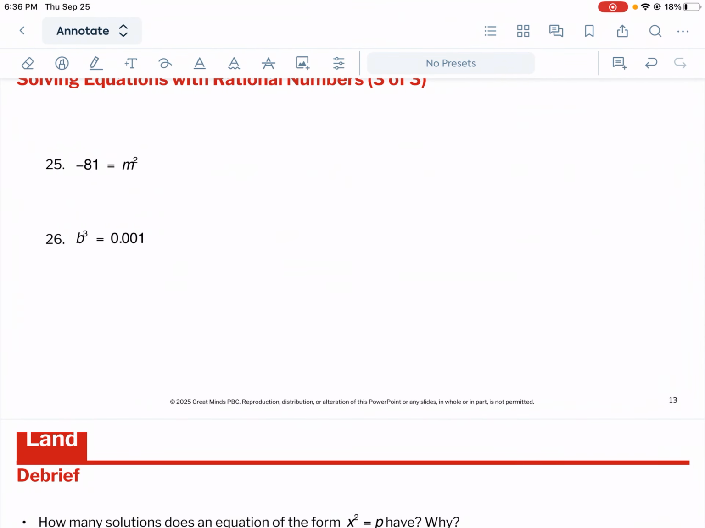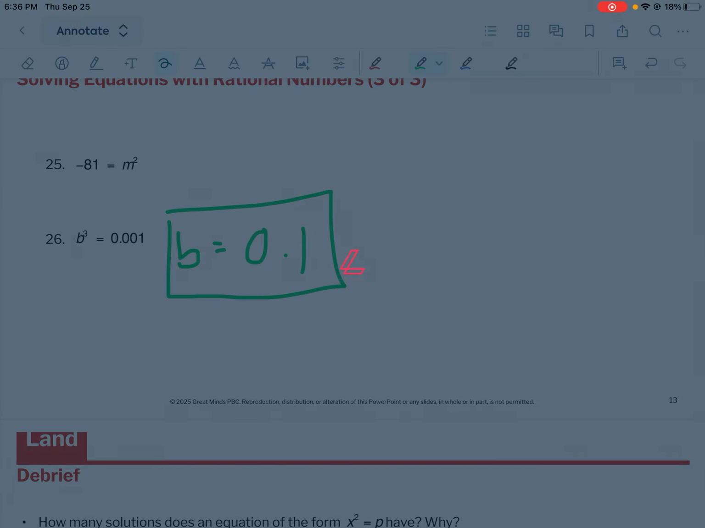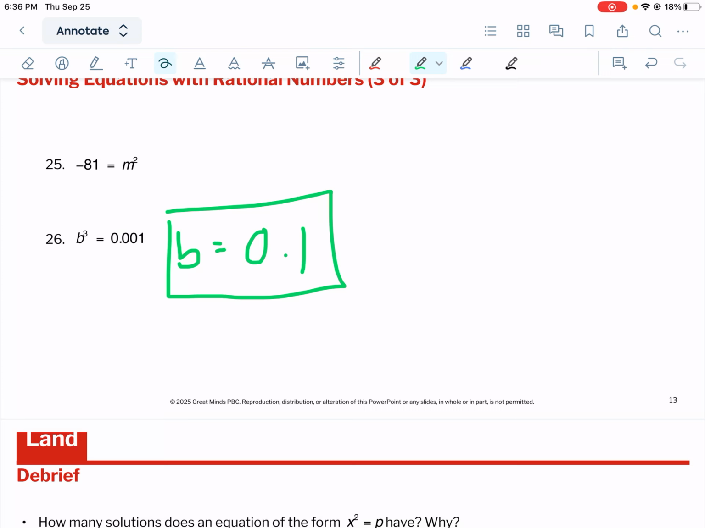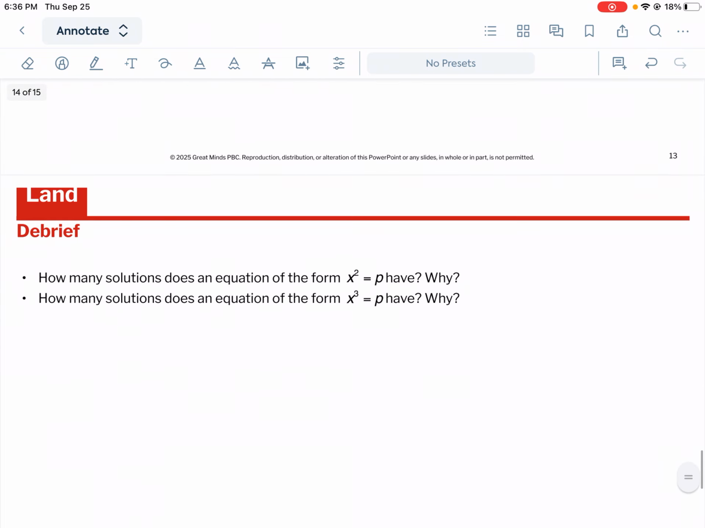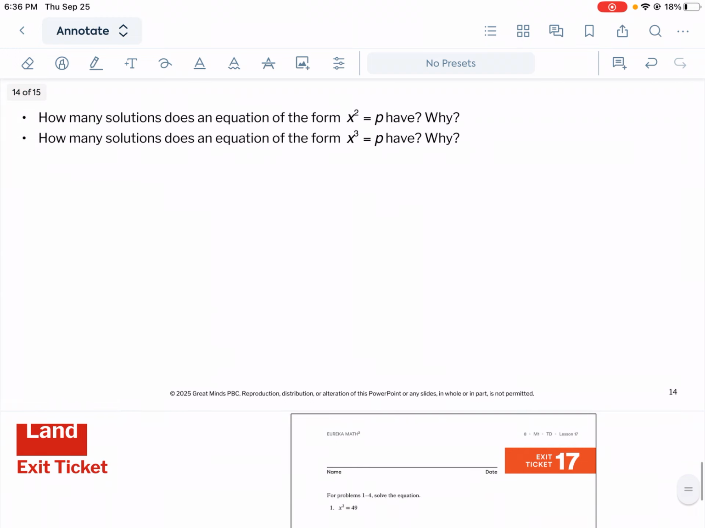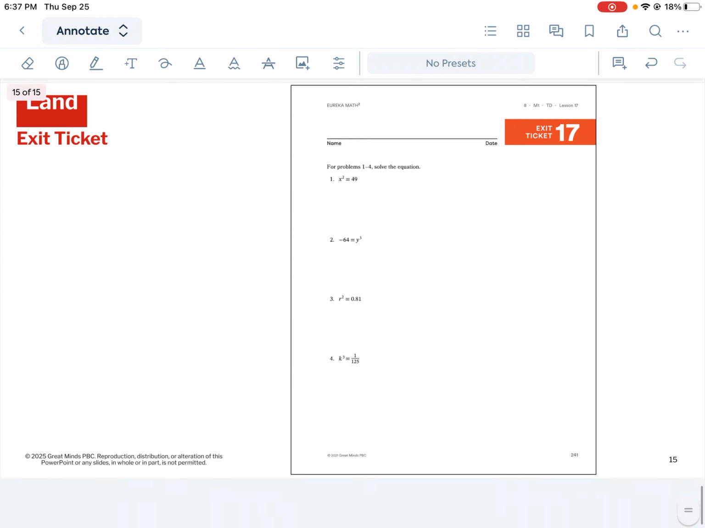Done. So b equals 0.1. And that's it. And here, I'll put my cube root symbol there just so you know what we did. So every number can essentially be broken down for the most part. Don't be intimidated by these different types of numbers just because they're not perfect cubes or perfect squares.